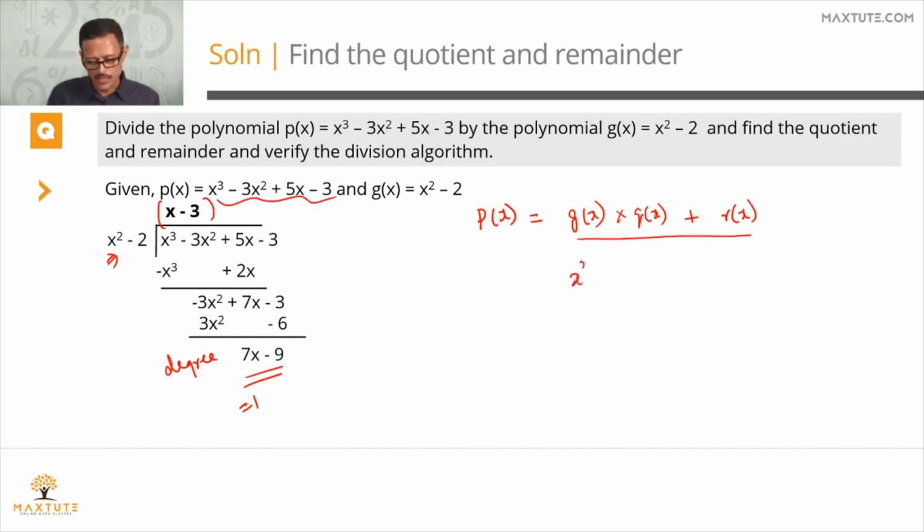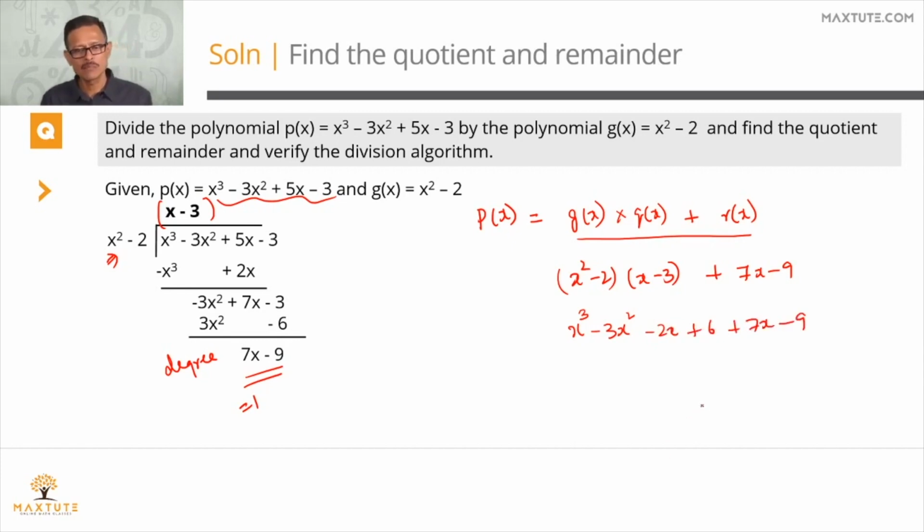G of x is an x square minus 2. Q of x is an x minus 3. So g of x times q of x plus r of x, which is 7x minus 9. X square times x is equal to x cube. X square times minus 3 is minus 3x square, minus 2x. Minus of minus will make it plus 6, plus 7x minus 9 is what we have. Let's club like terms. X cube, there's no more cube term. There's only one square term, that's minus 3x square. I have a minus 2x plus 7x, that's going to leave me with a 5x. Plus 6 minus 9 is a minus 3. Voila, we got the same thing. So whatever we have done is absolutely right.